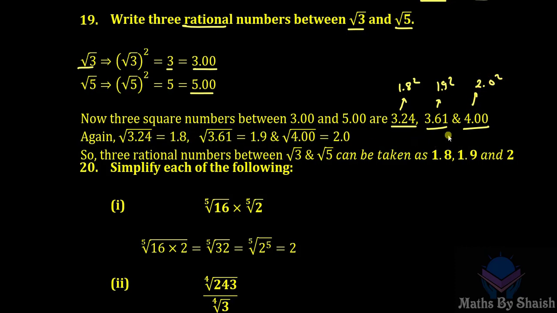So now once we have this, we need to be very careful when we apply the decimal. We should always have the decimal after an even number of decimal places, because otherwise we cannot find the root like that. The square would not be in that way. So here we got root 3.24 as 1.8, root 3.61 as 1.9, and similarly for this we got 2. So three rational numbers between root 3 and root 5 are 1.8, 1.9 and 2.